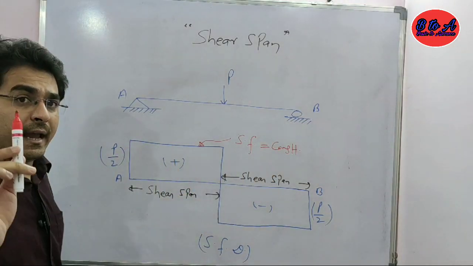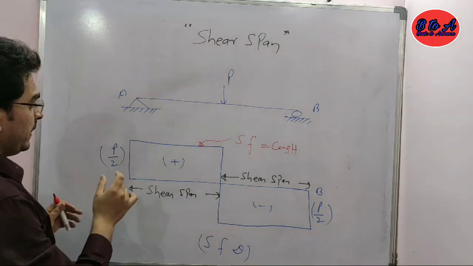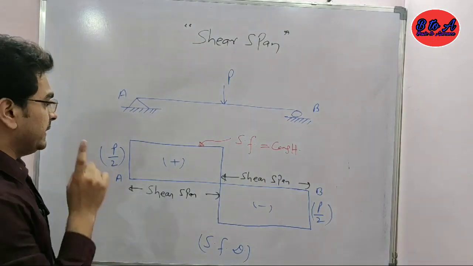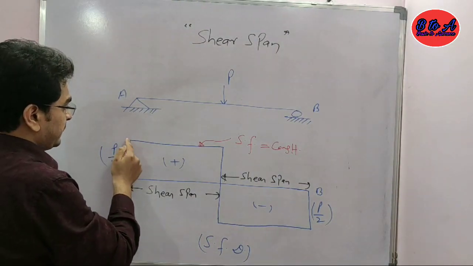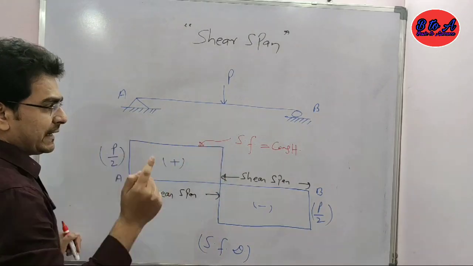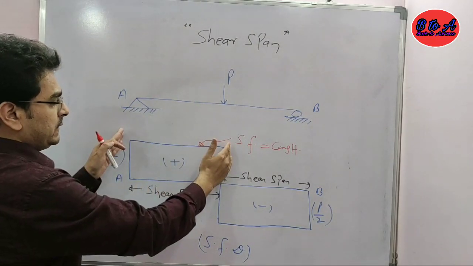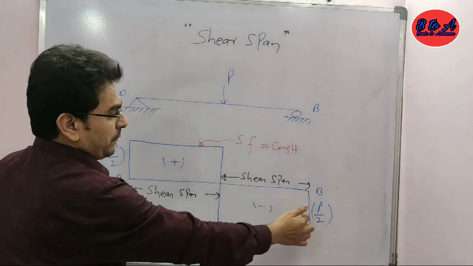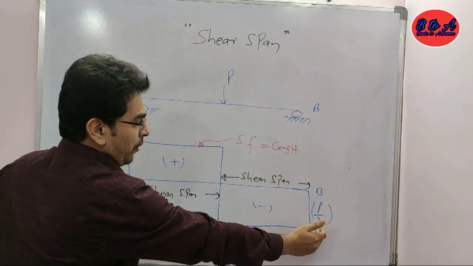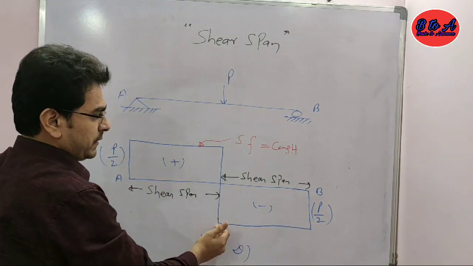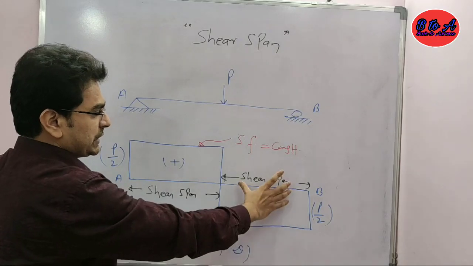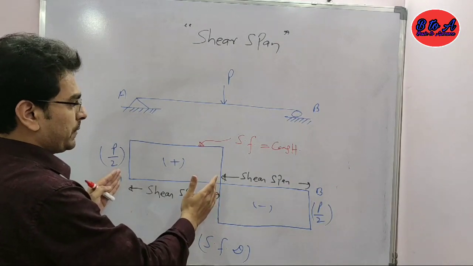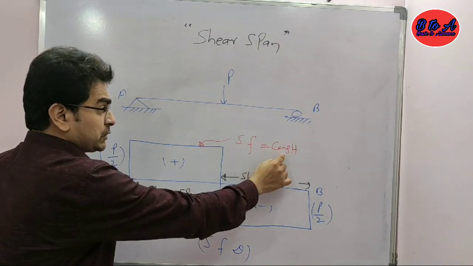Although shear force has the value of P by 2 in between this span, but this value of P by 2 is constant from this point to this point. That's why this span is known as the shear span. Similarly, in this case, here the value P by 2 is constant from this point to this point. So this portion is known as the shear span. Always remembering this point, shear span is the portion of the beam in which shear force is constant.